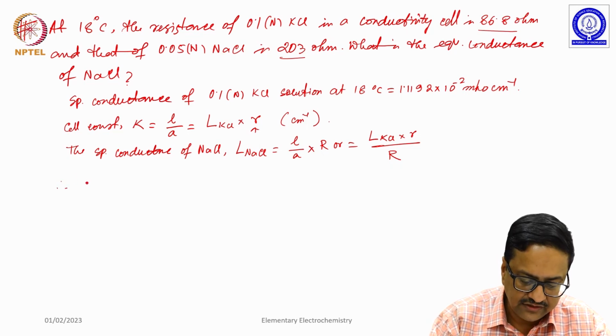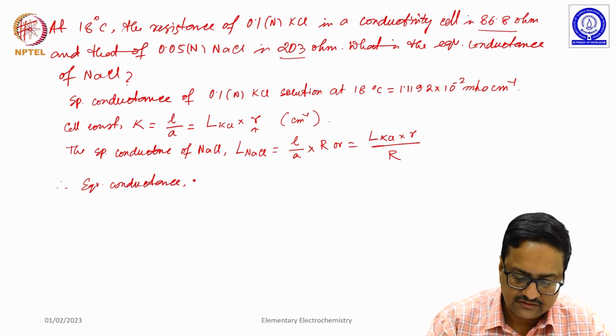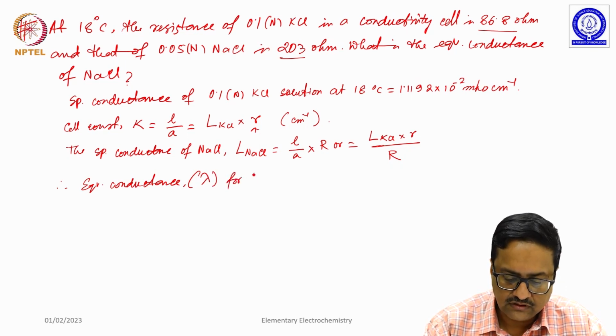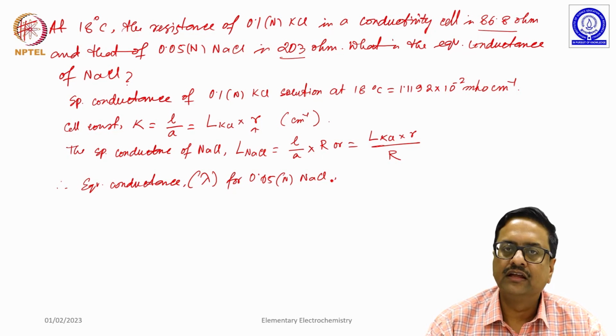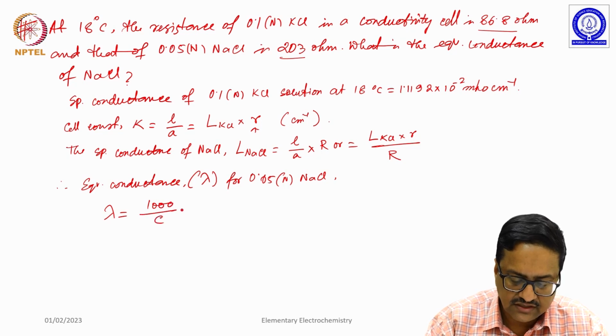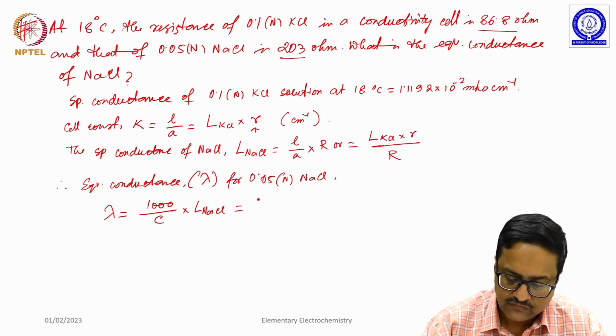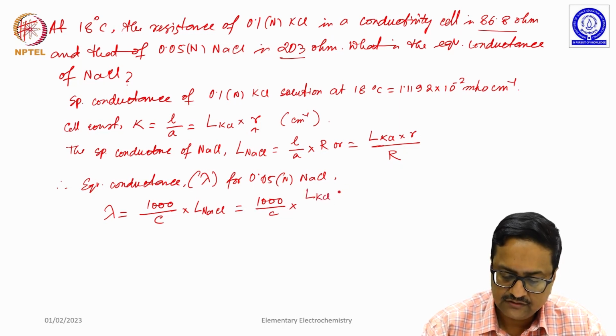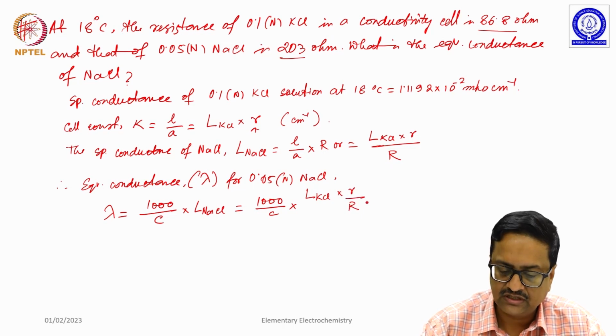So one can calculate the equivalent conductance, that is lambda, for 0.05 normal NaCl using the following equation, that is lambda equal to 1000 by C into L NaCl, which is then equal to 1000 by C into L KCl into small r by capital R.